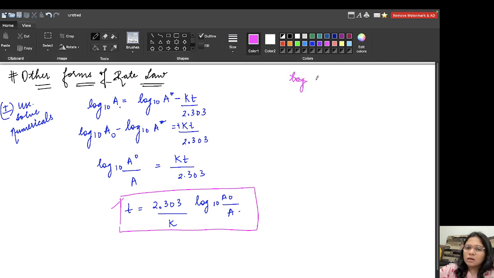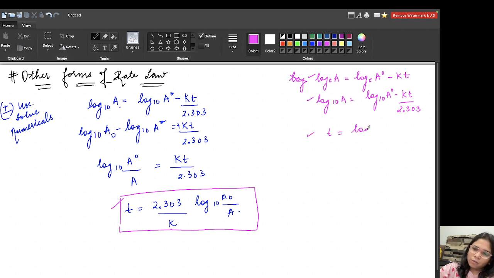What was the first equation? Log base e of A equals log base e of A naught minus kt, right? Then we wanted to convert it into log base 10. So log base 10 of A equals log base 10 of A naught minus kt upon 2.303. Then what equation we got? t equals log base 10 of A naught by A into 2.303 by k. Everything is coming from the first equation only, if you see. So this is mostly the equation which we use to solve the numericals.